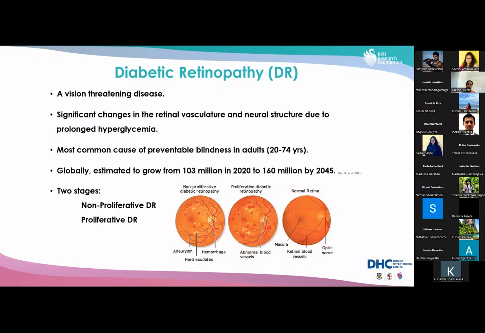It's mainly divided into two stages: non-proliferative diabetic retinopathy and proliferative diabetic retinopathy. Non-proliferative diabetic retinopathy is mainly characterized by microaneurysms, or bulging of the blood vessels, and then hemorrhages of the retina. Proliferative diabetic retinopathy, which is the vision-threatening stage of the disease, is mainly characterized by the growth of new blood vessels on the surface of the retina, or in other words, neovascularization.